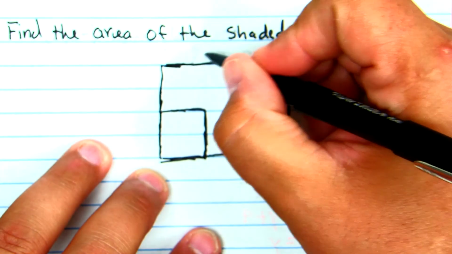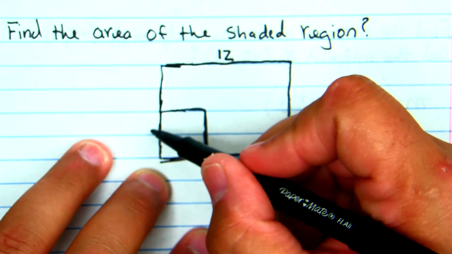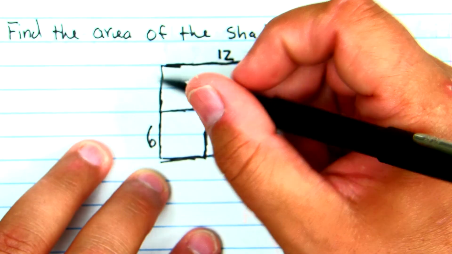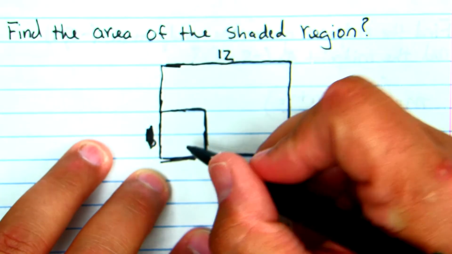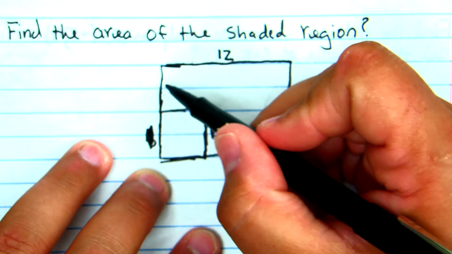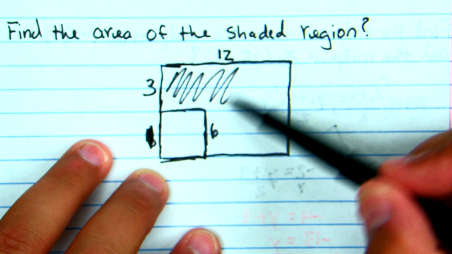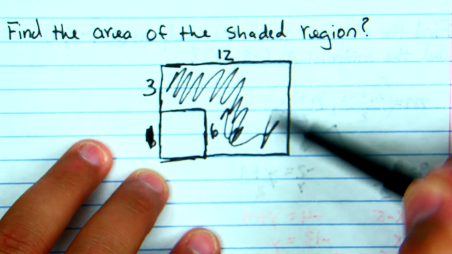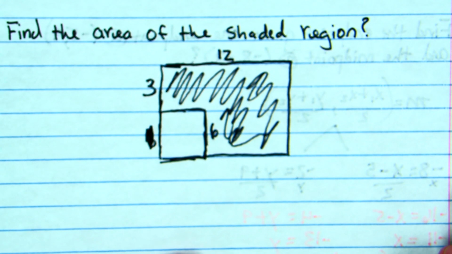I'm going to say my rectangle's length is 12. I'm going to say my square side is 6. Let's give you this side as 6, and let's tell you that this length is 3. And then I come in here, as happens a lot of times on the ACT, and shade all this in, and I ask you to find the area of the shaded region.